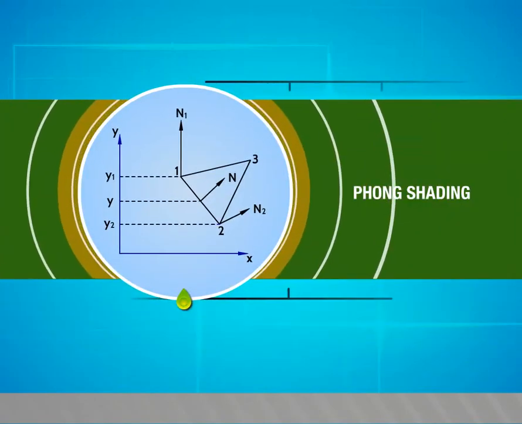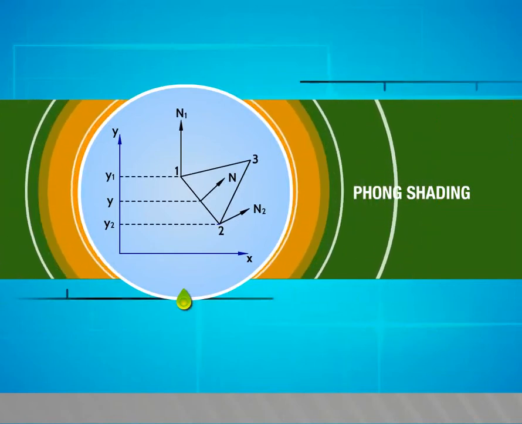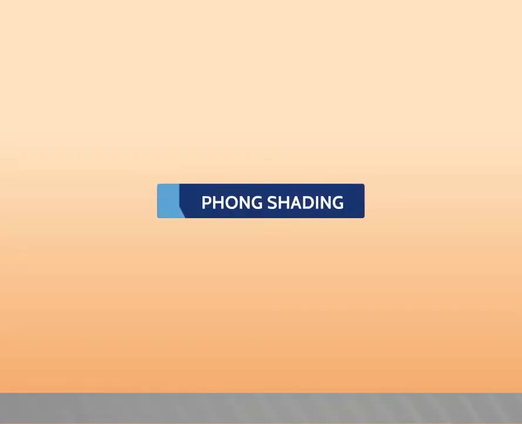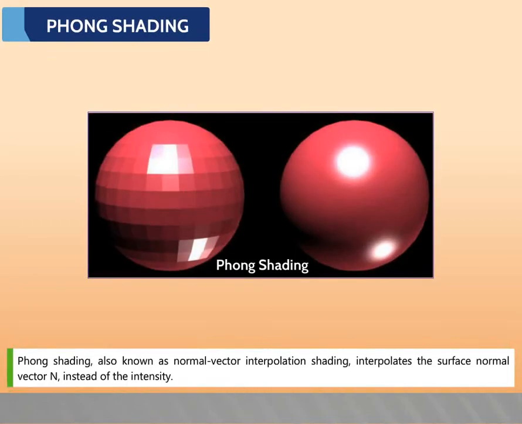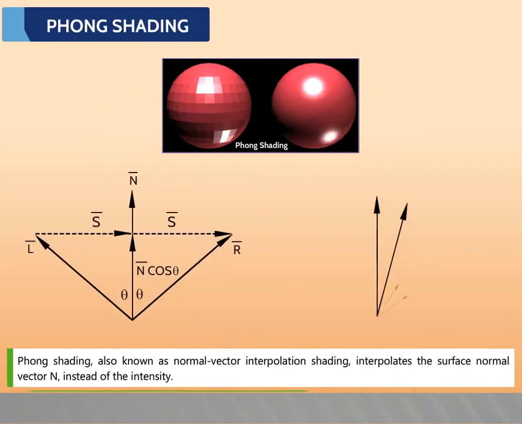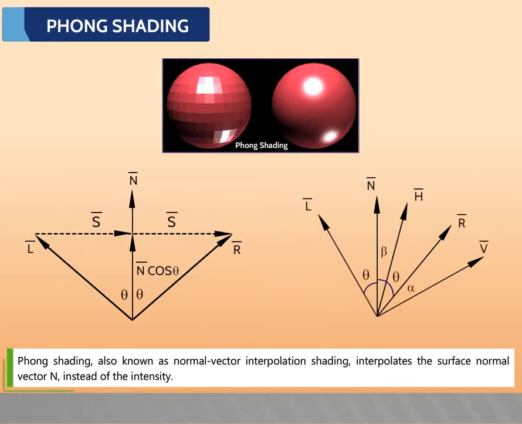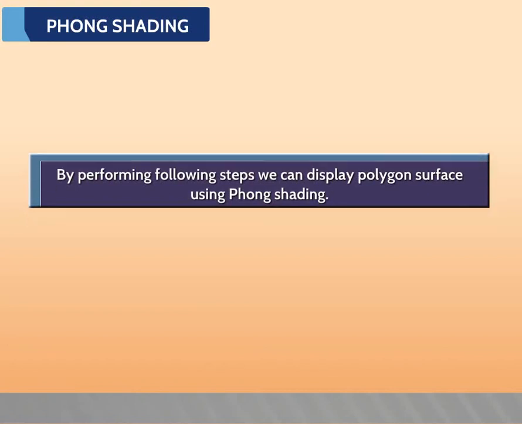Phong shading. In this video, we are going to see about Phong shading. Phong shading, also known as normal vector interpolation shading, interpolates the surface normal vector n instead of the intensity. By performing the following steps, we can display a polygon surface using Phong shading.